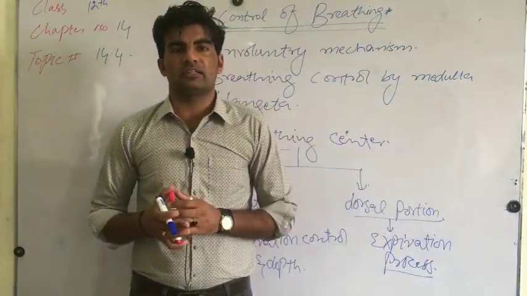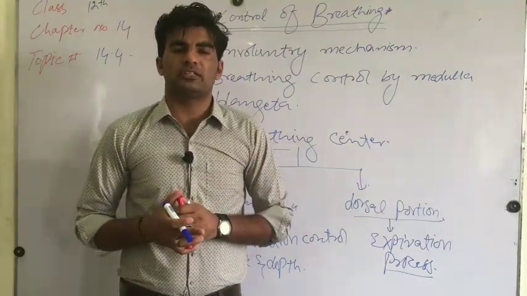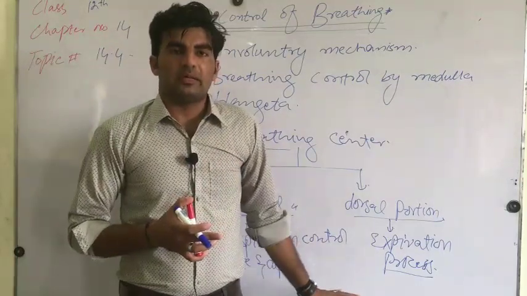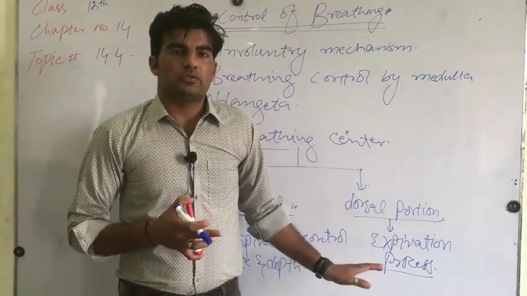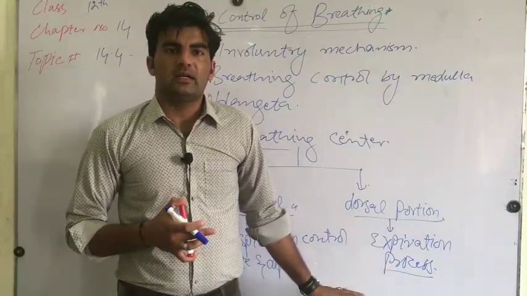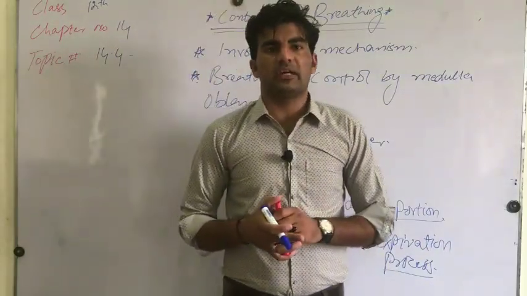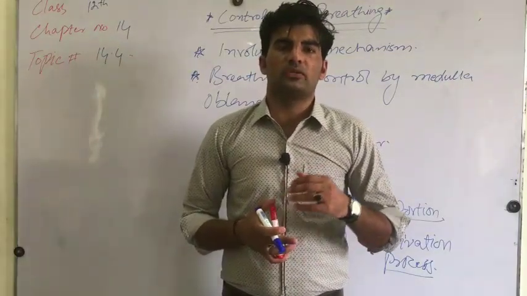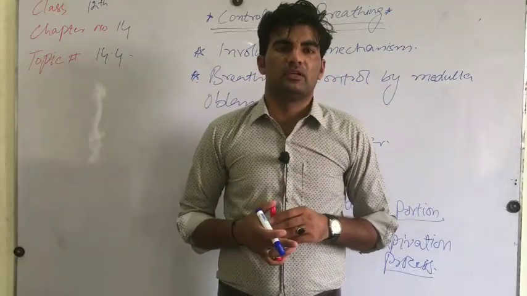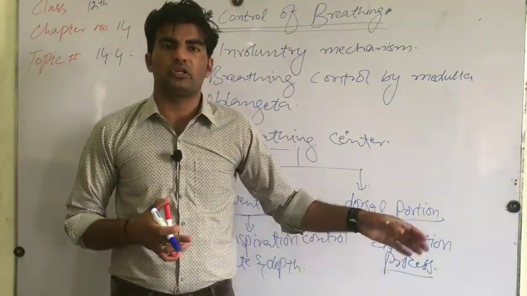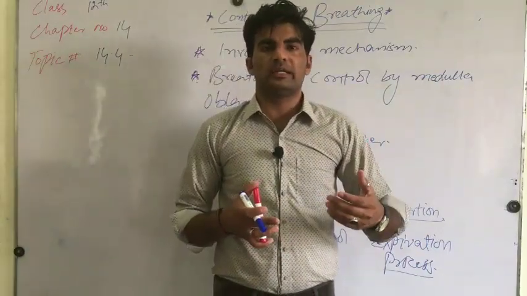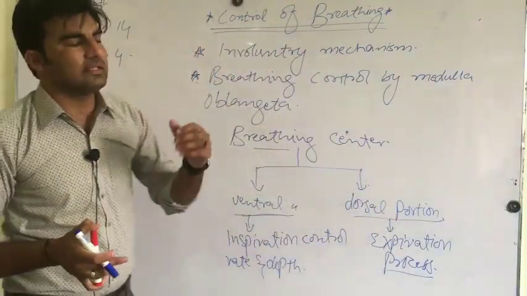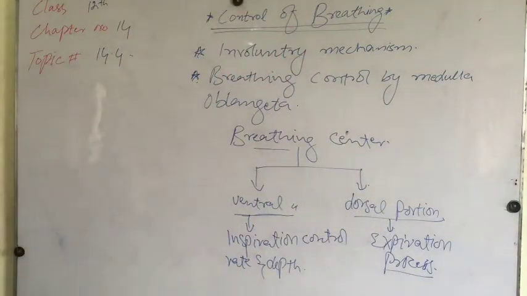The second one is the dorsal portion. The dorsal portion is responsible for expiration, for stopping the ventral portion from inhaling the air, and it will expel the carbon dioxide or the extra gases which are stored inside the lungs. So the dorsal portion has the function of expelling the gases, while the ventral portion has the function of inhaling the gases into the human lungs.